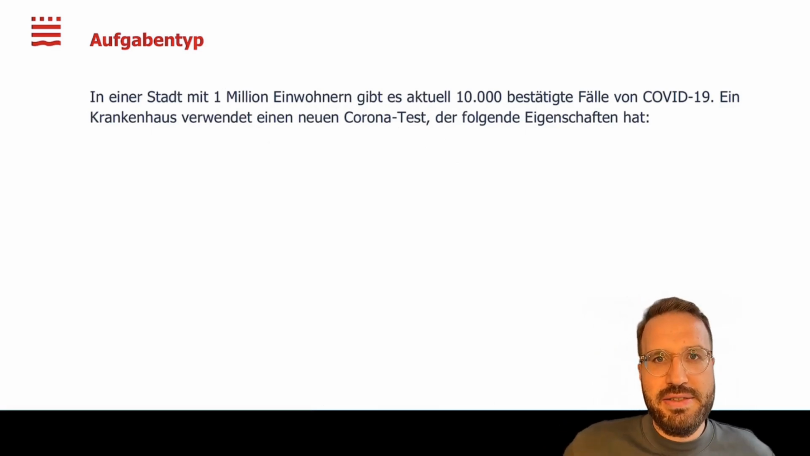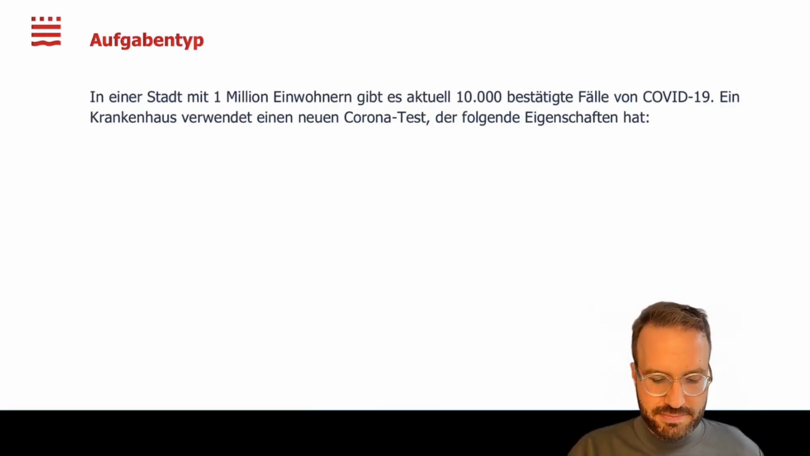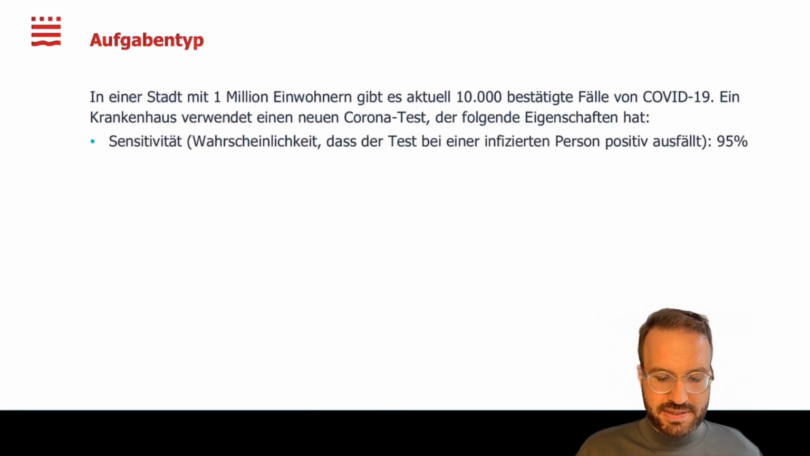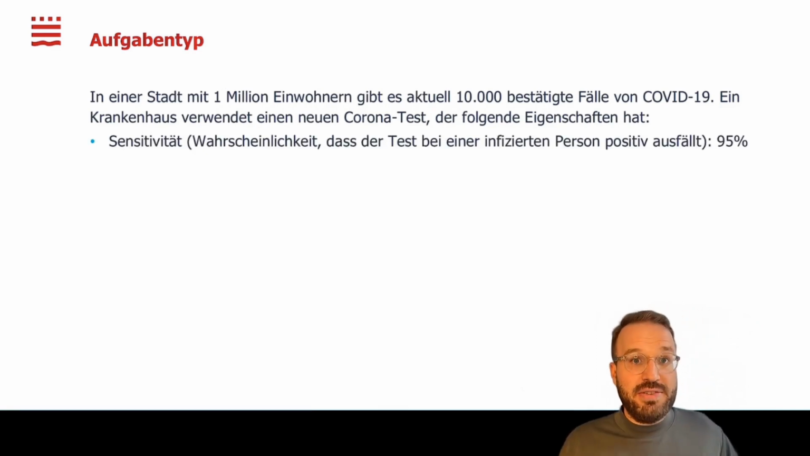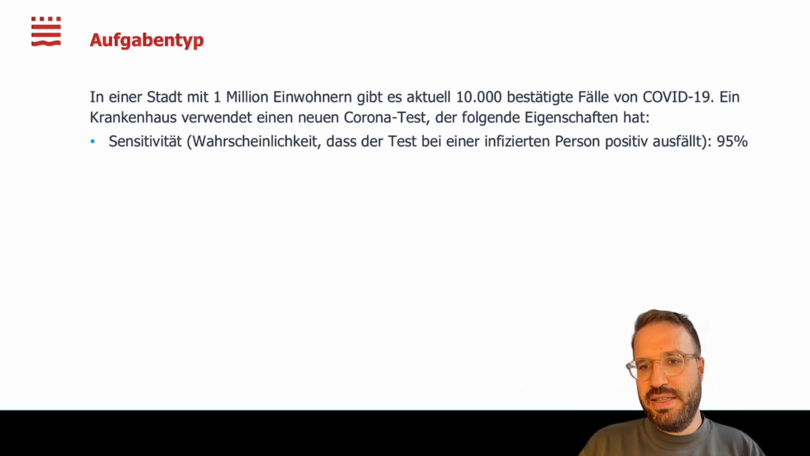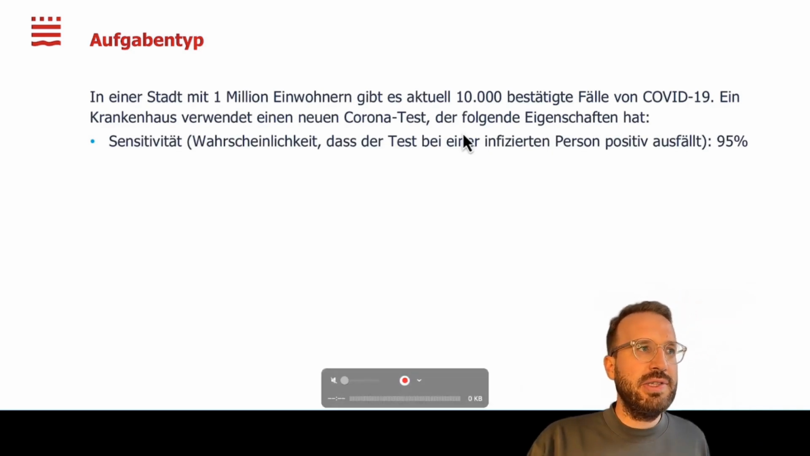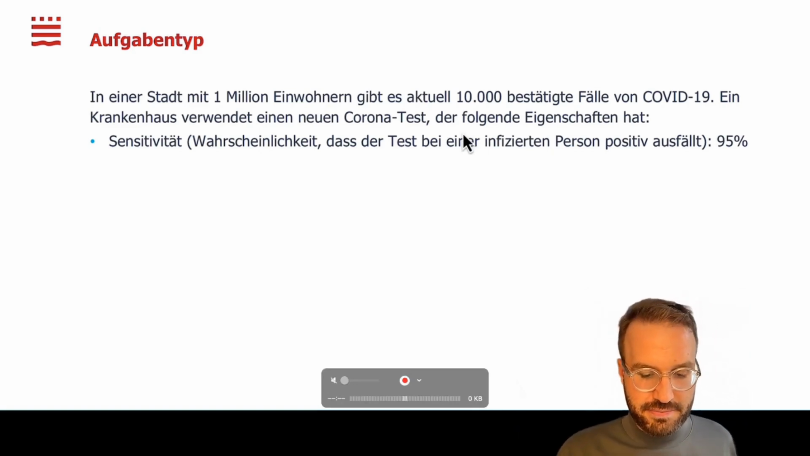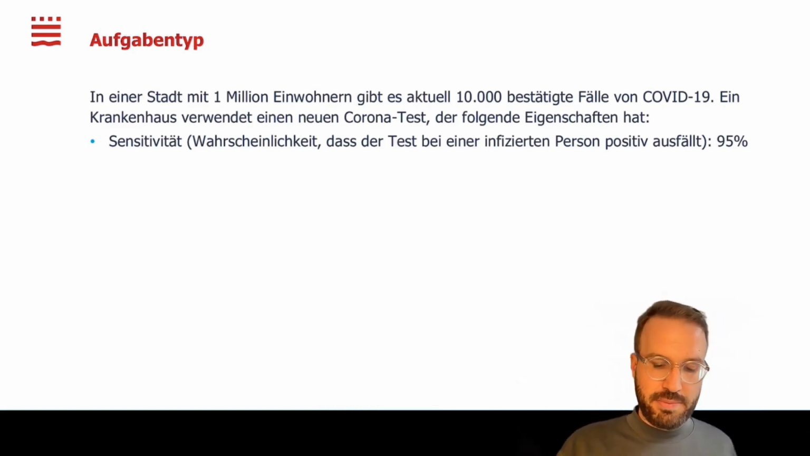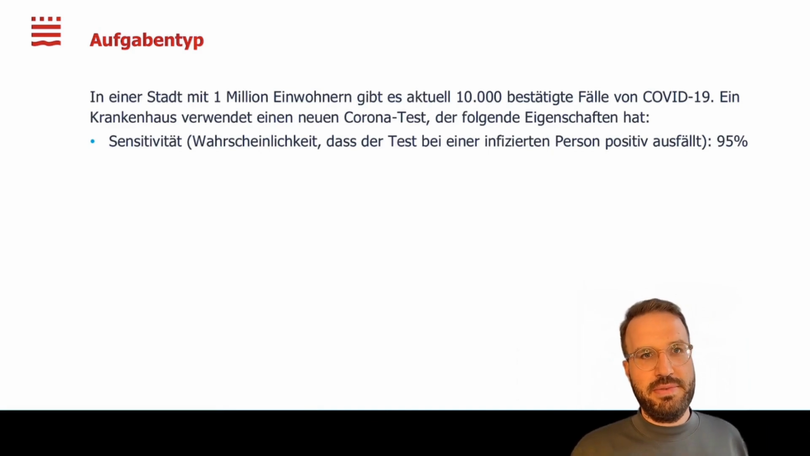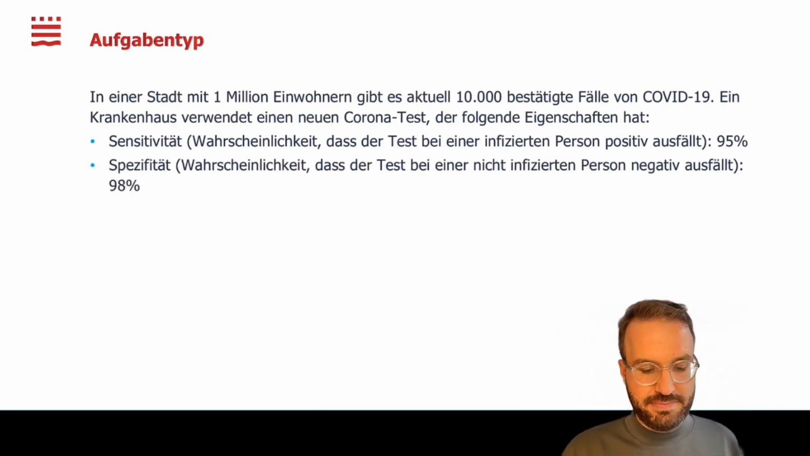So we know the incidence, as we have always called it, and we have a test, and we know the test well. And you know this when you open such a test in 2001. On the package insert, you will see two values that describe the test. This is the sensitivity, which describes the probability that the test will be positive in an infected person. So if I am infected, how likely is it that the test will indicate that? That is 95%.